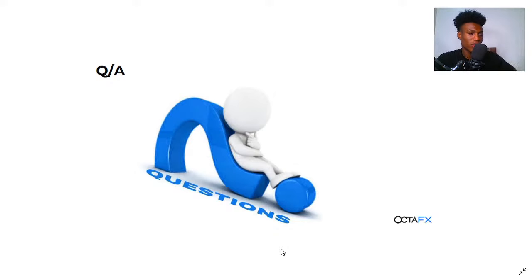What is the bullish candlestick? The bullish candlestick is a candlestick that opened lower and closed higher.